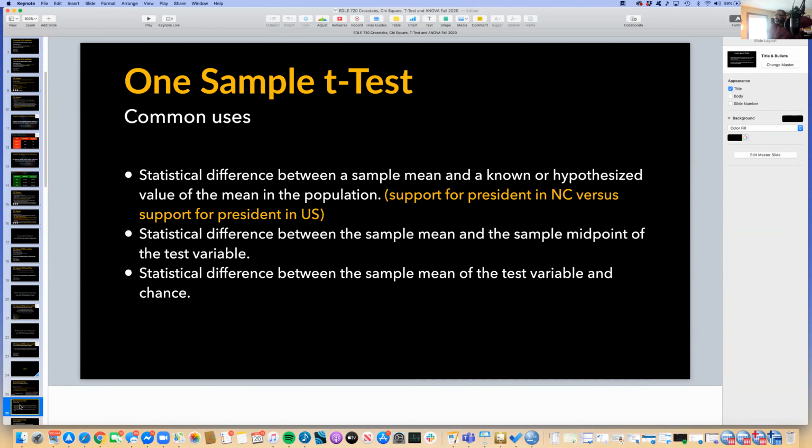Okay, so we use this to see the difference between a sample mean and a known or hypothesized value of a mean, a statistical difference between the sample mean and sample midpoint of the test variable, a statistical difference between the sample mean of the test variable and chance.